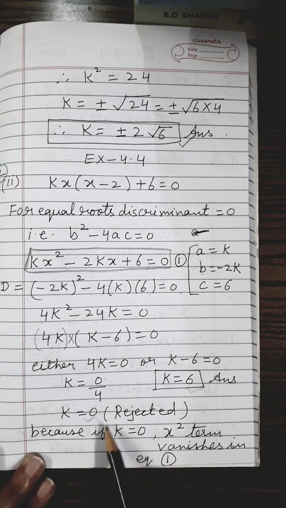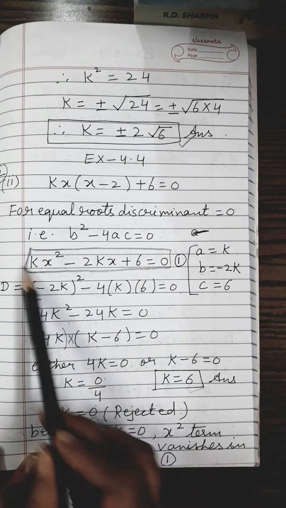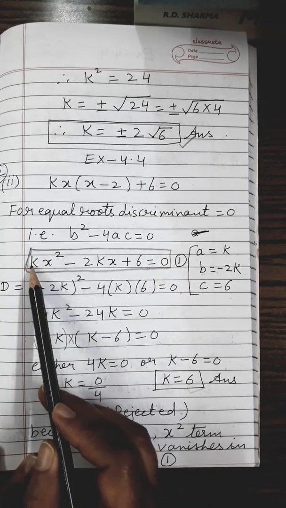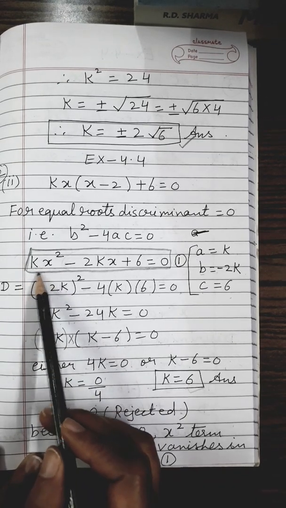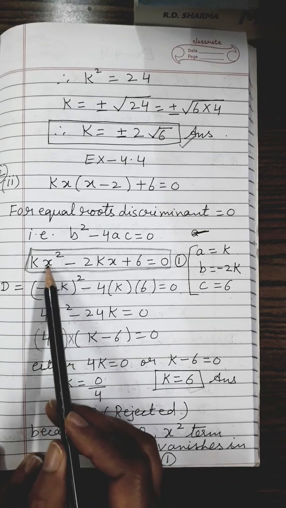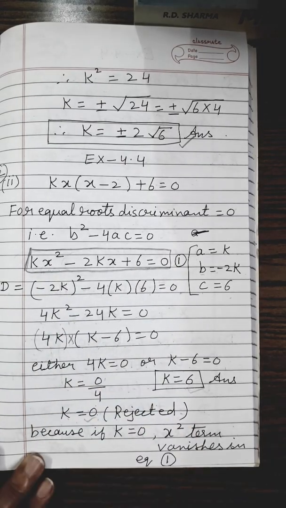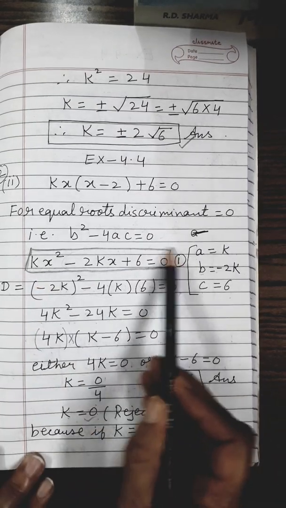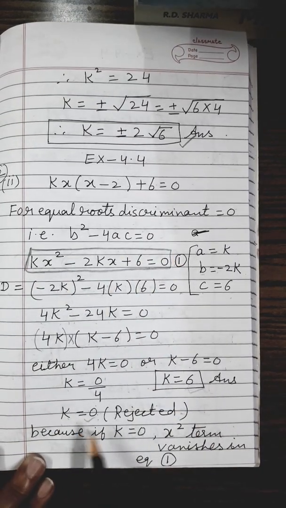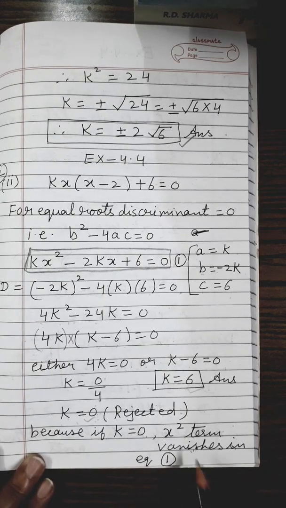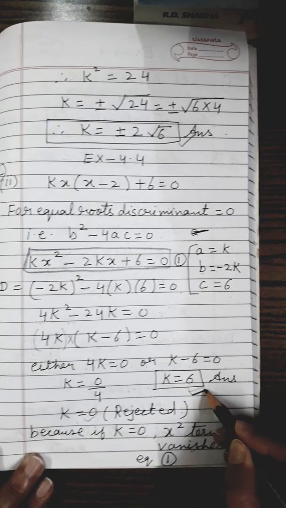But what you notice is that this answer is to be rejected. Why is it to be rejected? Because this is the quadratic equation I have obtained. If I put k equals to 0 in this equation, what will happen? 0 into x square will become 0, means the x square term will vanish. So when the x square term vanishes, this equation will no longer be a quadratic equation. So in order to satisfy the condition that this equation has to be a quadratic equation, I will reject this value k equals 0, because if k is 0, the x square term vanishes in equation number 1, which was your quadratic equation. So finally, your one acceptable answer is k equals to 6.